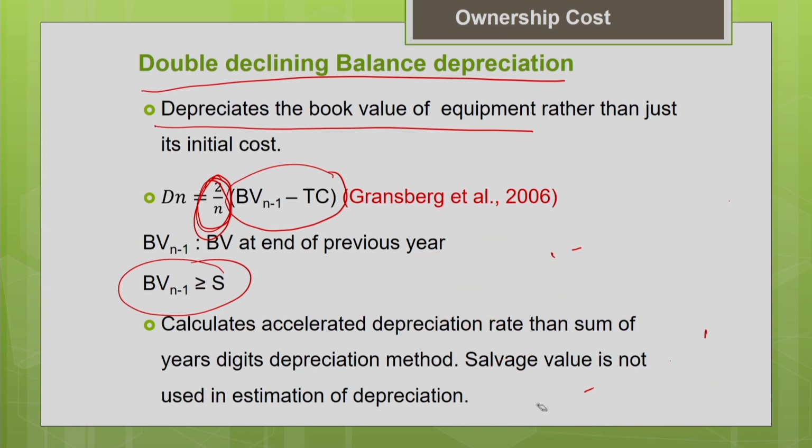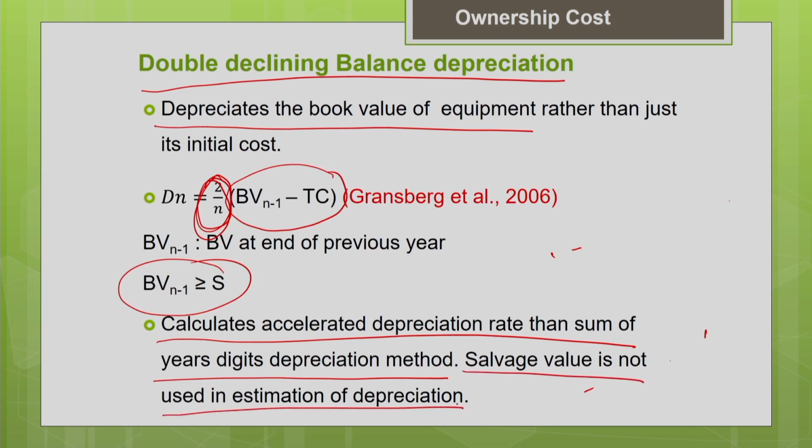So this method calculates a more accelerated depreciation rate than the sum of years digit method. And one more thing to be noted is you are not using the salvage value during estimation of depreciation. So this also you should keep in mind.